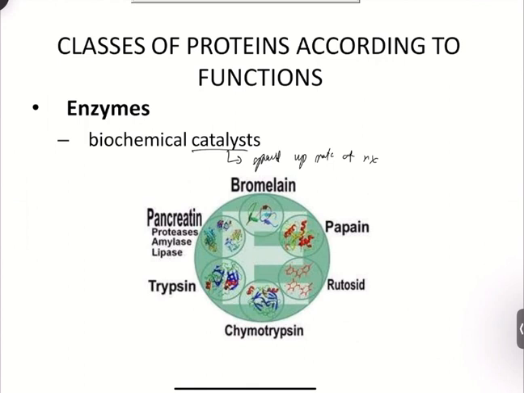You have bromelain, papain, trypsin, chymotrypsin, pancreatin, no? You can find this in your pancreas. They are produced by your pancreas. Also, no, as to these three, the proteases, amylases, and lipase, they can be found in your pancreas.